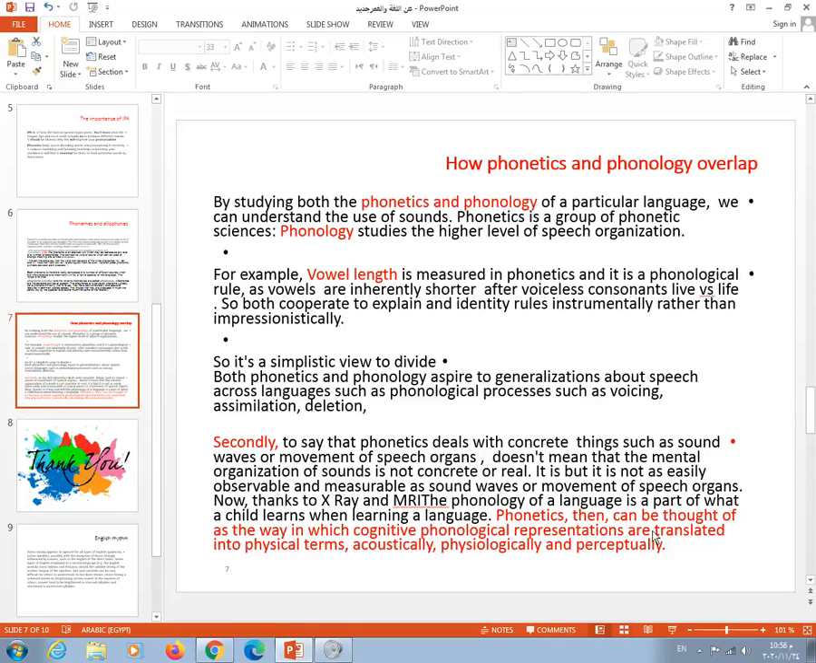So phonetics can be thought of as a way in which cognitive phonological representations are translated into physical terms. First we have phonological knowledge, phonological representations. These are mental, abstract, and our brain gives orders to our organs of speech to translate this into sounds. And here comes the role of phonetics to describe that.